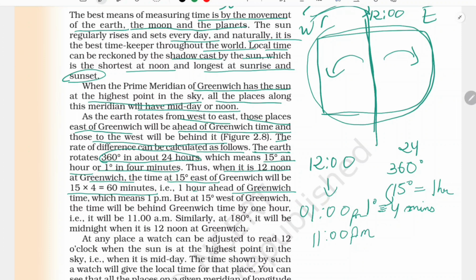So 1 hour ahead of Greenwich time means 1 p.m., but 15 degrees west of Greenwich the time will be behind Greenwich time by 1 hour, so it will be 11 a.m. Similarly, at 180 degrees it will be midnight. If it is noon here, at 180 degrees what will happen? It will be midnight if you calculate.